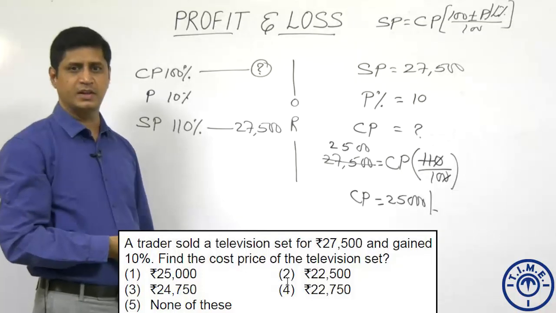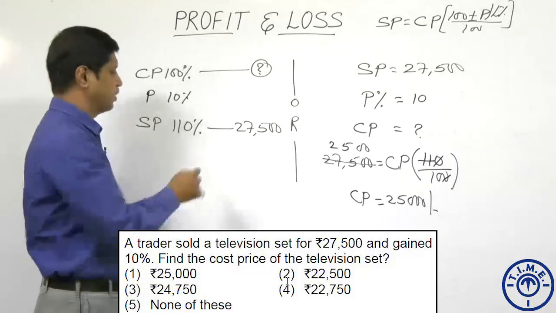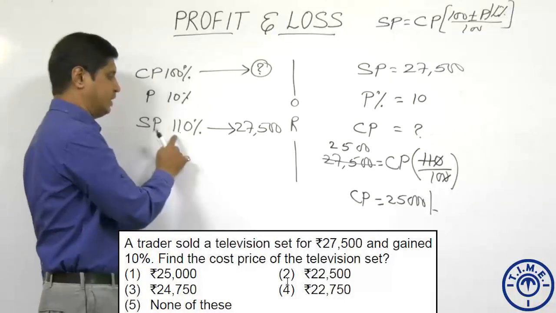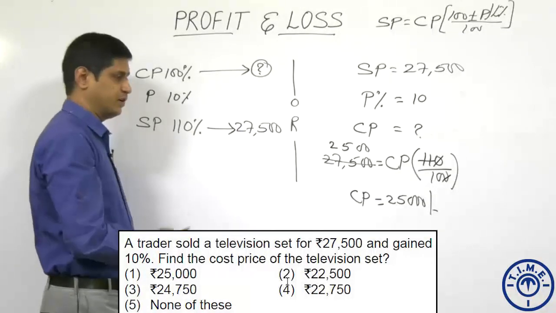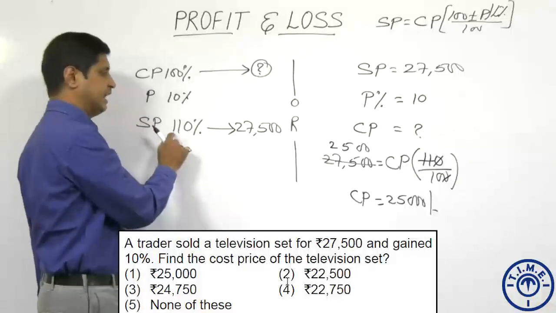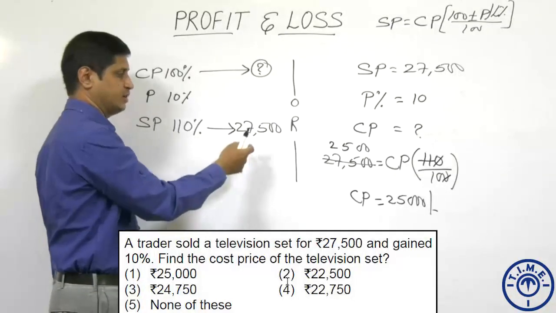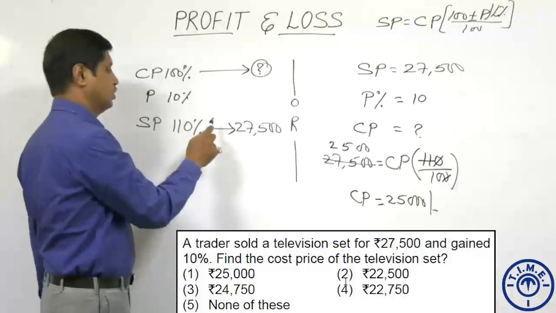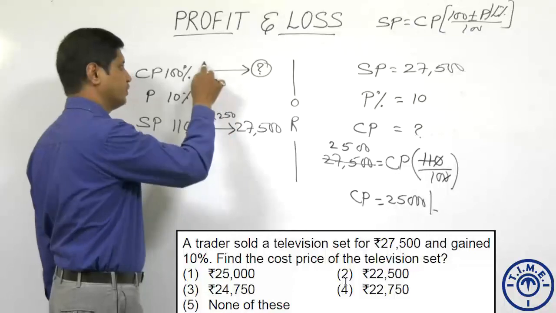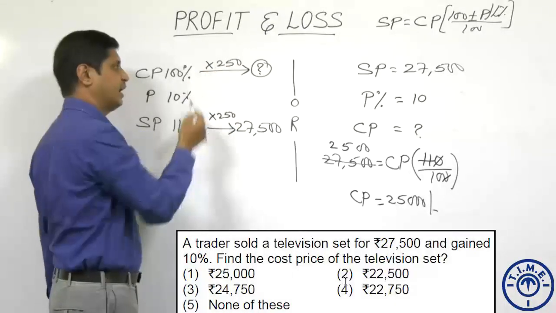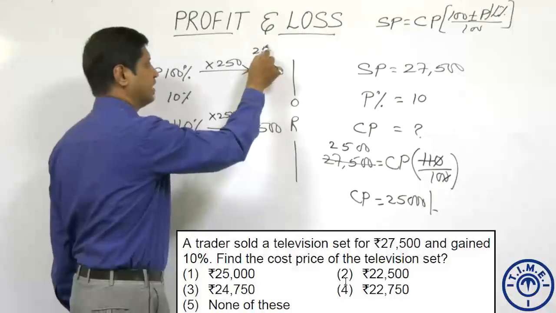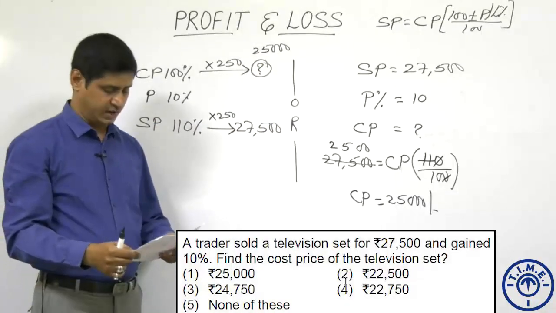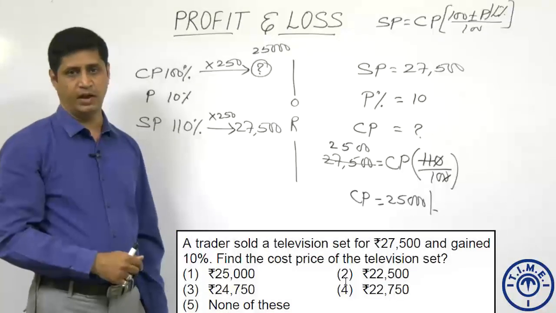Just by doing cross multiplication we get the answer. Now before cross multiplication, just observe the multiplication factor here. 110 is becoming 27,500, means 0 to 0 we can cancel. 11 into 25 results 275. So what is the result? So it goes 250 times. 250 times means 250 times of 100 results 25,000. So what is the cost price? 25,000 is the cost price. The choice is option 1.